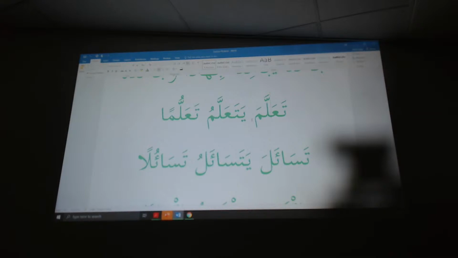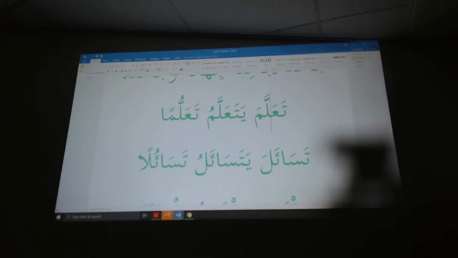So ta'allama, yata'allam. Everybody with me. Ta'allama, yata'allamu, ta'alluman, fahuwa muta'allimun. Start again. Ta'allama, yata'allamu, ta'alluman, fahuwa muta'allimun. Tu'ullima, yuta'allamu, تعلما فهو متعلم. Had to be somebody. الأمر منه تعلم.